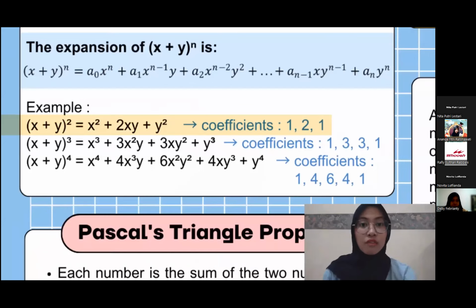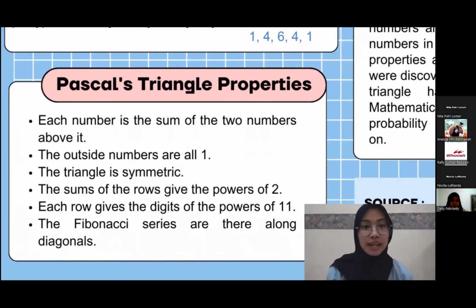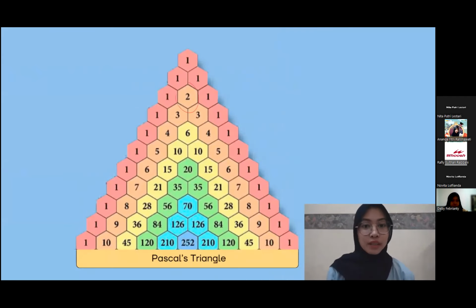Likewise, from the sum of x plus y raised to the power of 3, and so on. Blaise Pascal also discovered several properties of Pascal's triangle, some of which are: each number is the sum of the two numbers above it. For example, number 2 in the third row is obtained from the addition of two numbers above it, which are 1 plus 1.